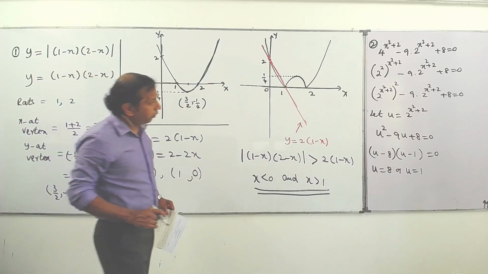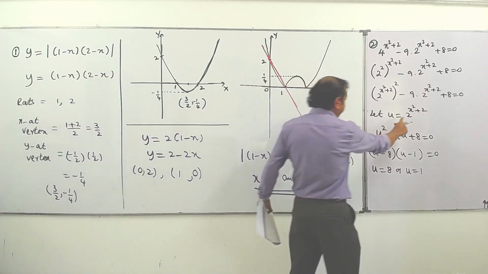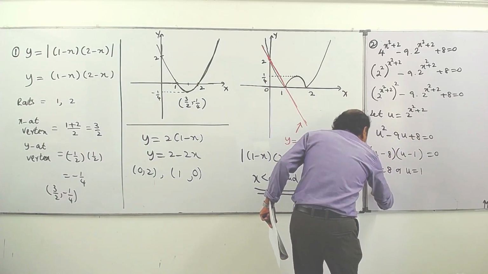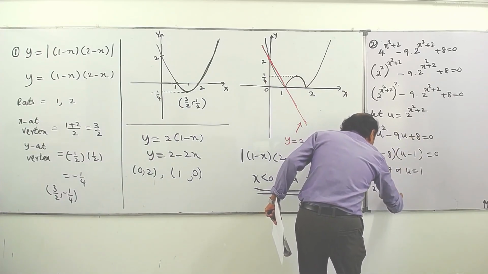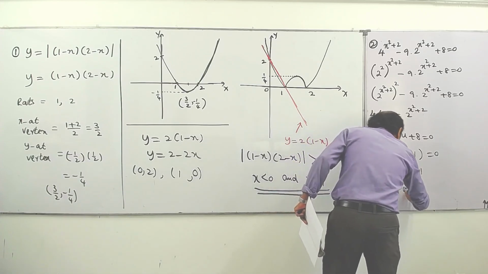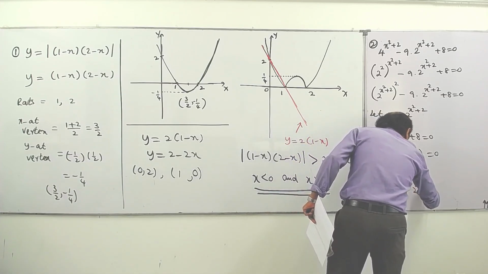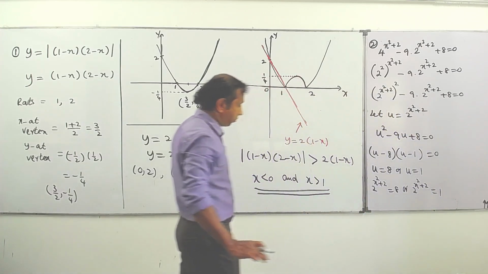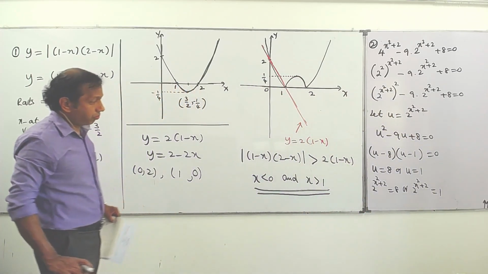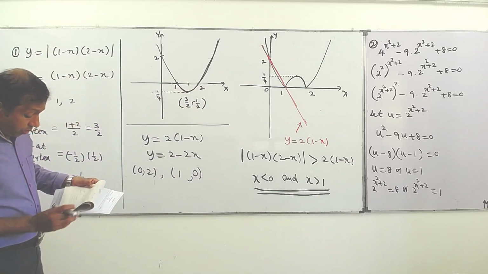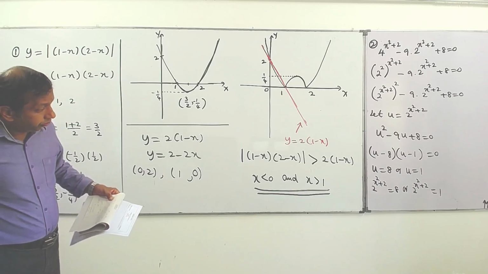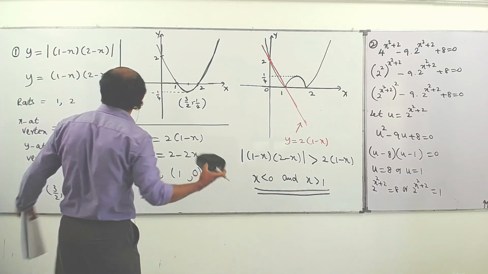But you know, u is this, no? 2 to the power x squared plus 2. Here I can write 2 to the power x squared plus 2 equals 8 or 2 to the power x squared plus 2 equals 1. Okay. Right. Now I can write next.